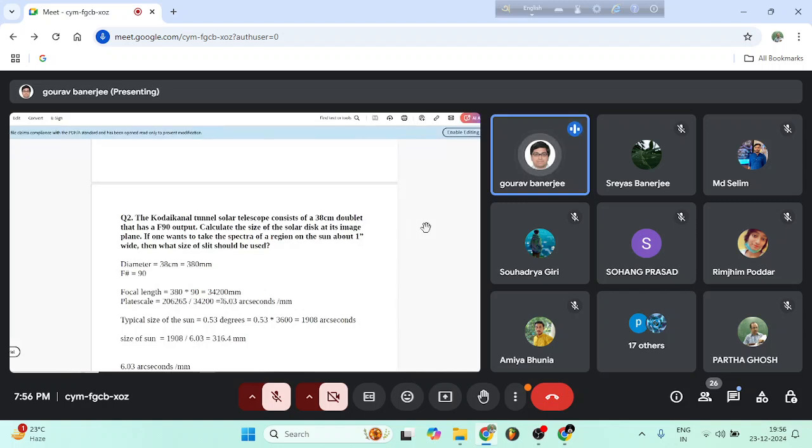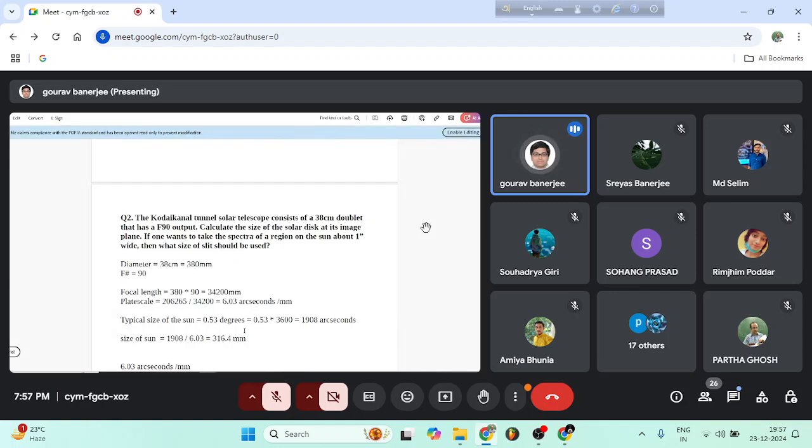And then this time it gives us a very small number because we had a very large focal length. So then the plate scale is 6.03 arc seconds per millimeter. Well, what is the typical size of the sun? That's what we want to image with this telescope. The size of the sun is about 0.53 degrees, half a degree. It changes a little bit, but it's about 0.53 degrees.